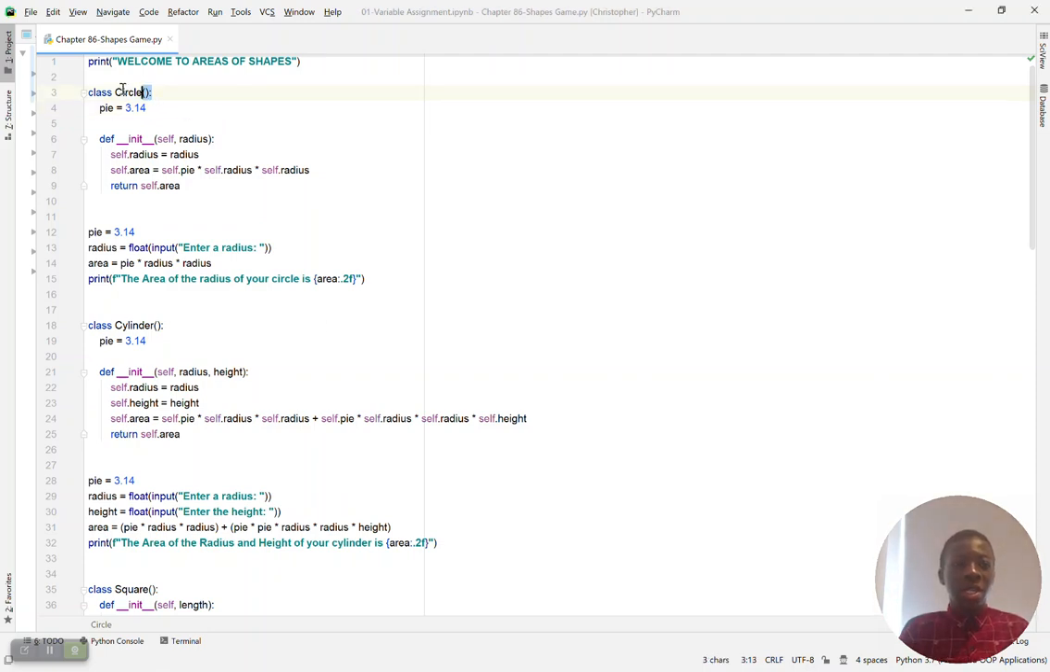Here with me today is class Circle, pi equals 3.14, def __init__(self, radius). So self.radius equals radius and self.area equals pi times radius squared, which is what we know as pi r squared. So return self.area. pi equals 3.14, radius equals float(input("Enter a radius")), area equals pi times radius. The area of the radius of your circle is area to two significant figures.